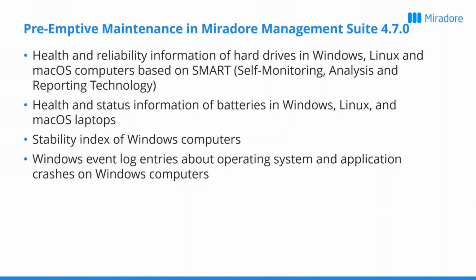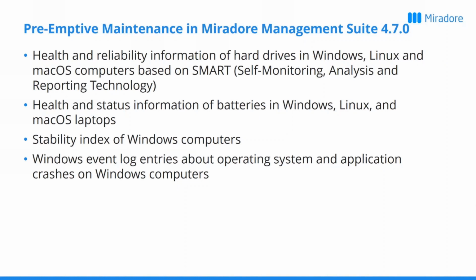The second thing is then health and status information of batteries in Windows, Linux, and macOS laptops. And the next thing is the stability index of Windows computers. The stability index is a value that Windows itself calculates based on the number of software and OS crashes and other things. And this is something between 1 and 10, where 10 is better and 1 is very bad. And the recent crashes affect this stability index more than the ones in the past. And anyway, the stability index is calculated from a certain time frame.